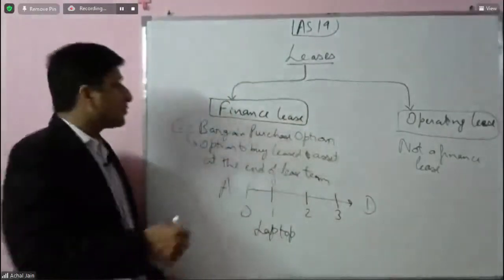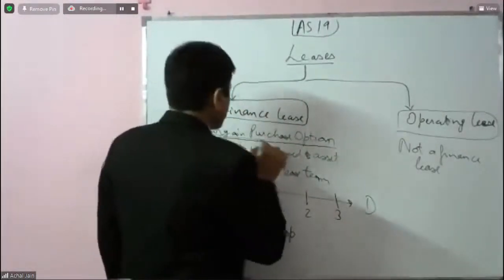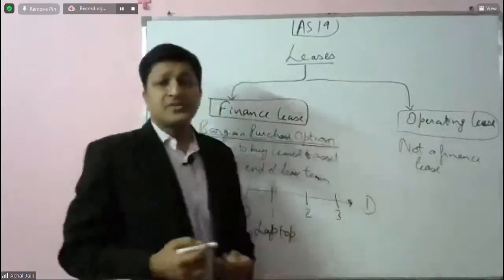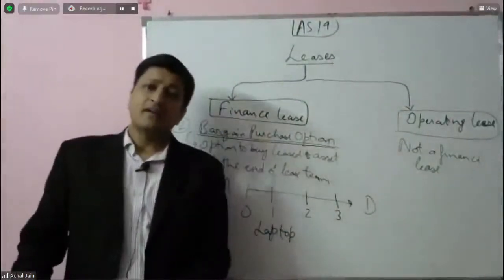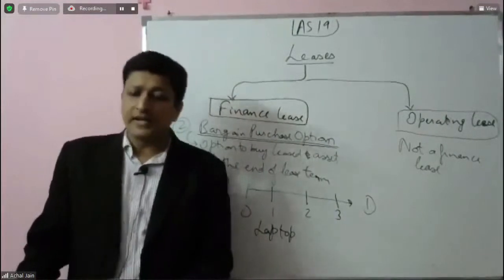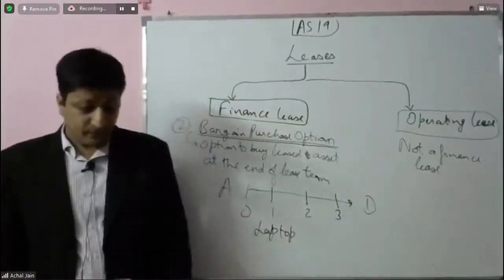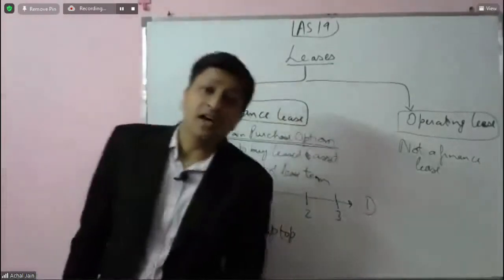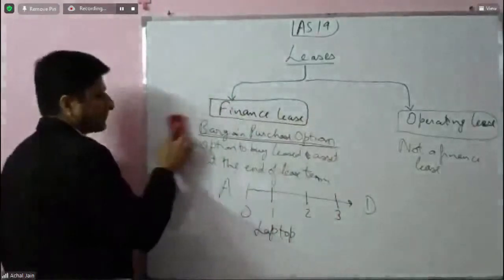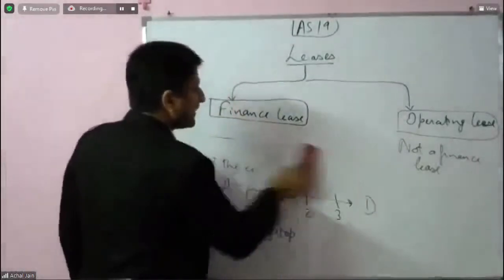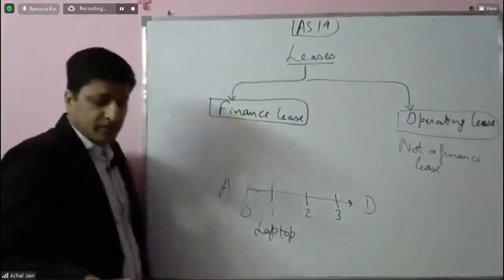This option is also called a bargain purchase option. Bargain purchase option means option to buy at a value lower than the market value at the end of the lease term. But this option is available with the lessee, not with any other party. Number 3 indicator.